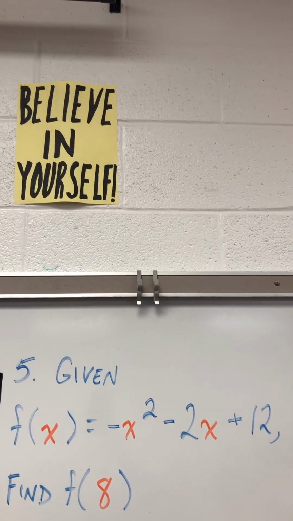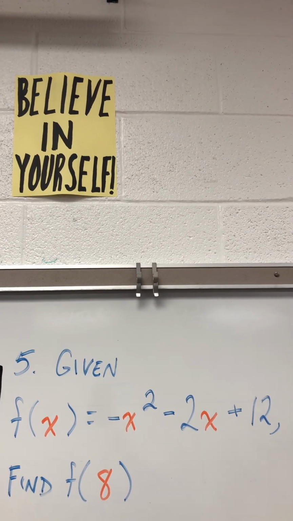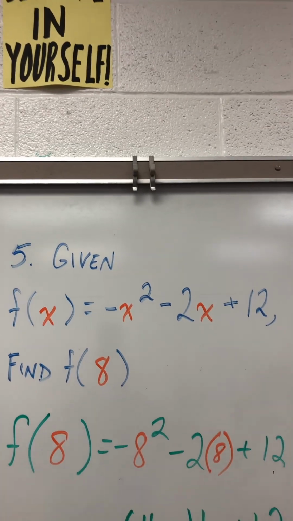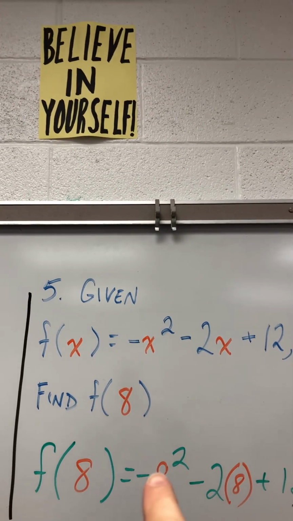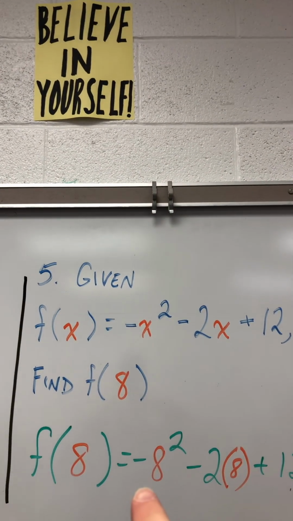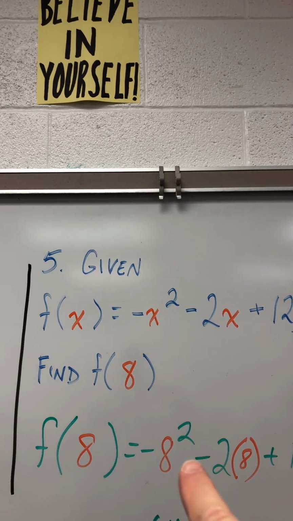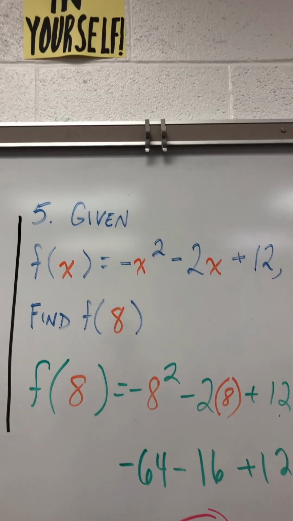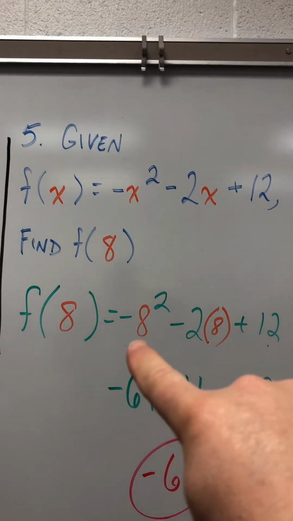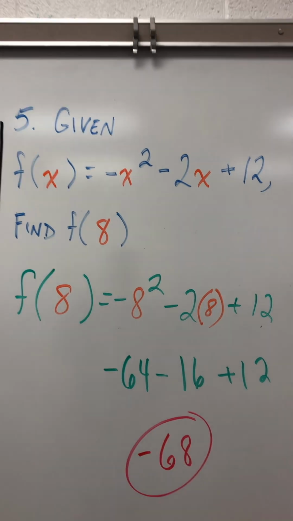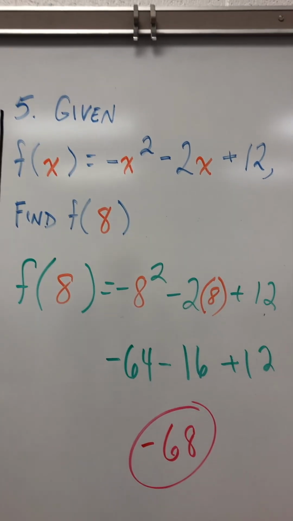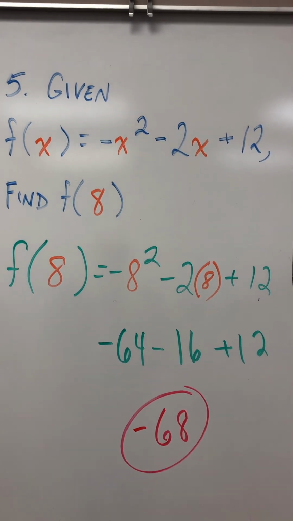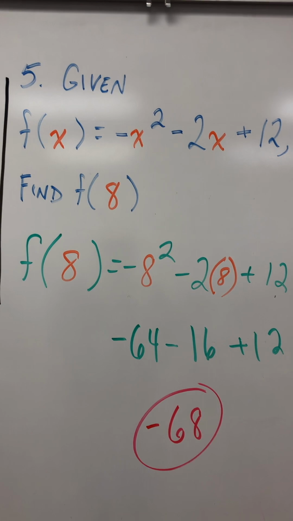F of x equals negative x squared minus 2x plus 12. What's f of 8? Okay. Instead of x, you put in 8. All right. The negative, once again, don't lose that negative. 8 squared is 64. Minus 2 times 8 is 16, plus 12. But it's the negative of 8 squared, so it's going to be the negative of 64. Negative 64 and negative 16 makes negative 80. Negative 80 plus 12 is negative 68. Okay.